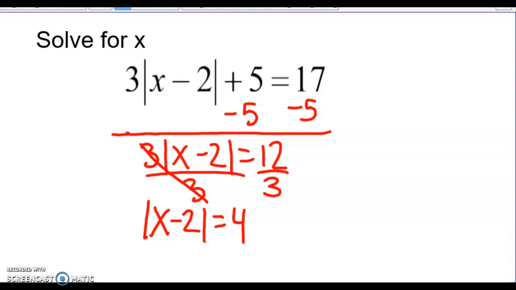Most of the time for absolute value equations, you are going to be having 2 answers, which means you have to make 2 equations. The 2 equations you're going to make are whatever's on the inside stays the same and is equal to whatever was on the right-hand side. And the second equation is going to be, again, whatever is inside the absolute value bars remains the same, is equal to the opposite of what's on that right-hand side.